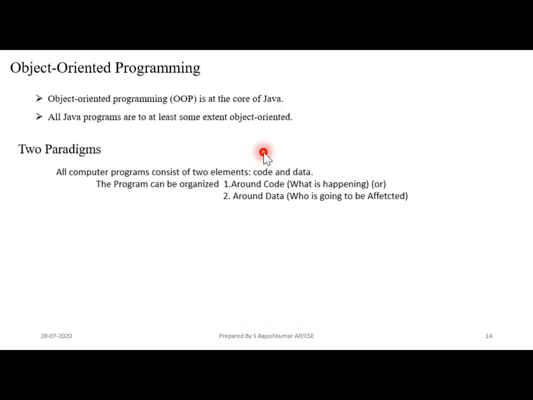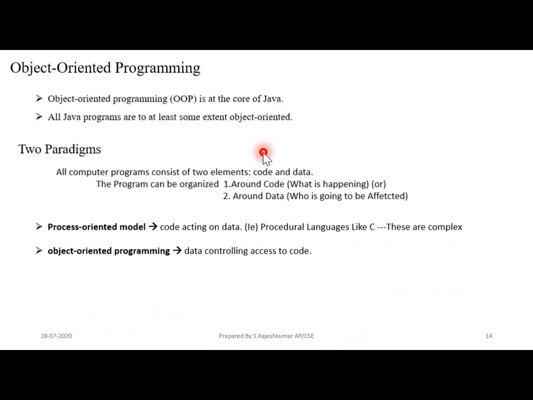Every computer program, whatever it may be, consists of two elements. One is code, the other one is data. So you can organize your program in two ways: either around the code, or around the data. Around the code, the program is determined by what is happening, and around the data, the program is controlled by the data.